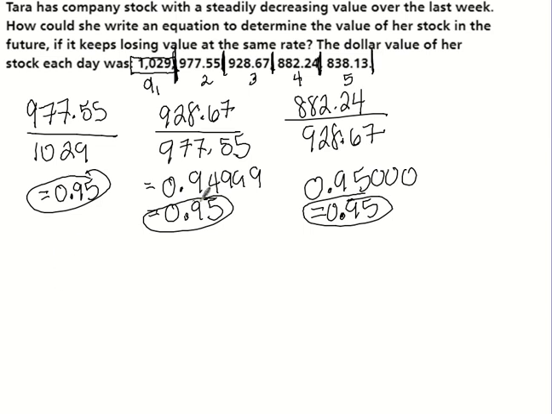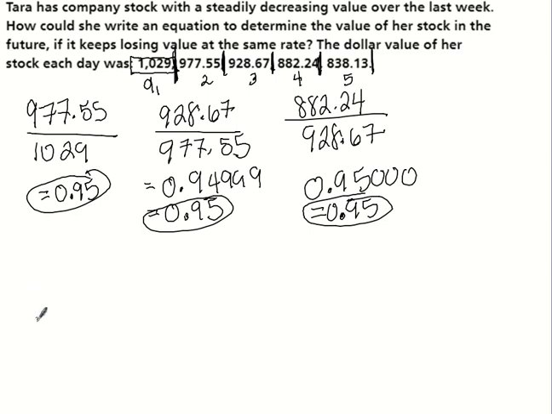So there's where the decreasing comes in. Since it is decreasing, we have to make sure that our ratio is less than 1, because that's what's going to make it lose money. So how can we write an equation to determine the value of our stock in the future? It keeps losing the value at the same rate, the dollar value.